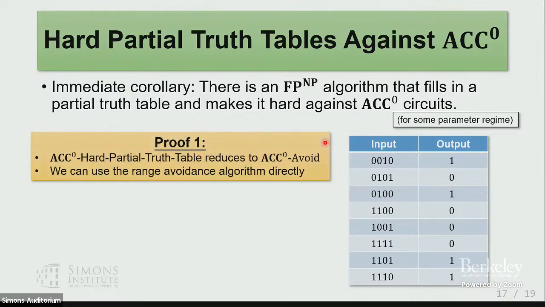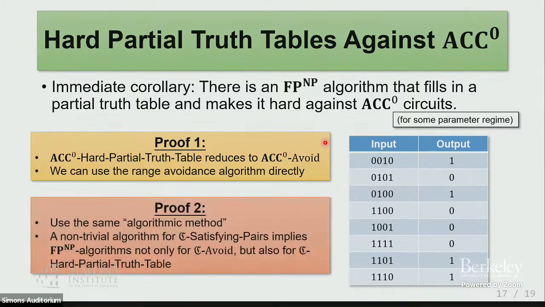There are two proofs. The first proof is to use universality of ACC0 and directly reduce this to ACC0 avoidance. The second proof doesn't need universality, and you can run this algorithmic method again. What you get is that a non-trivial algorithm for C satisfying pairs implies an FP to NP algorithm for C-hard partial truth table. And this doesn't need universality.